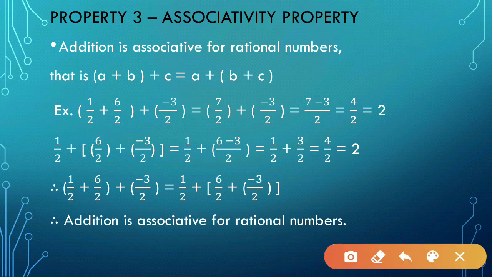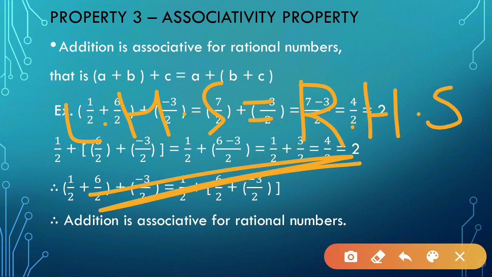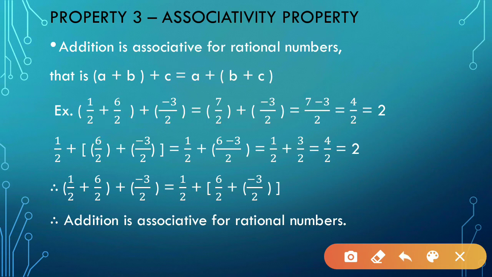Here, what is the necessary condition? This is the necessary condition for the associative property for addition. If you get LHS equal to RHS, that means addition is associative. So first, let's prove this. Let's take 1 by 2 in the place of a, 6 by 2 in the place of b, and minus 3 by 2 in the place of c.